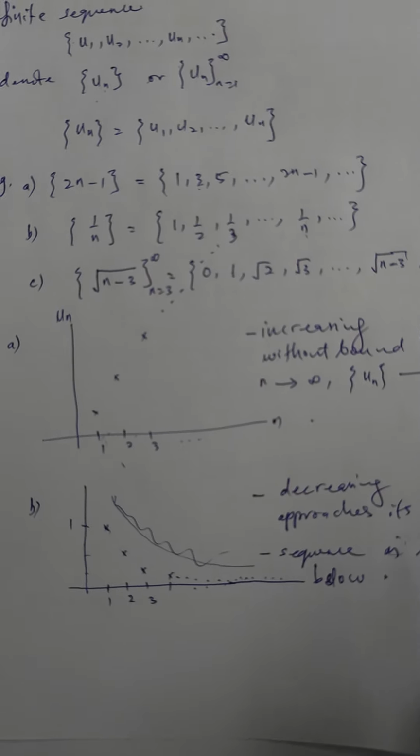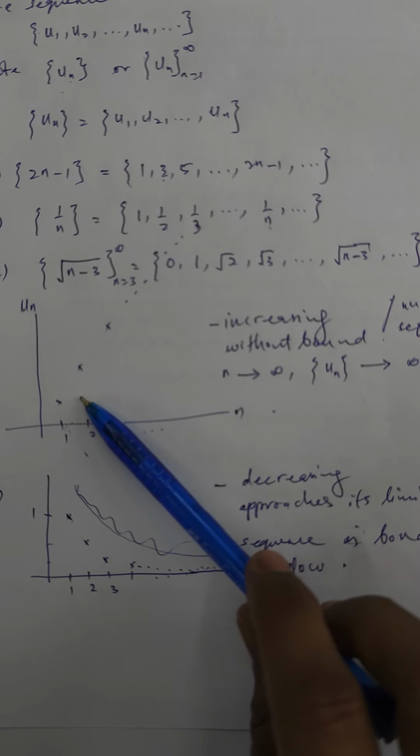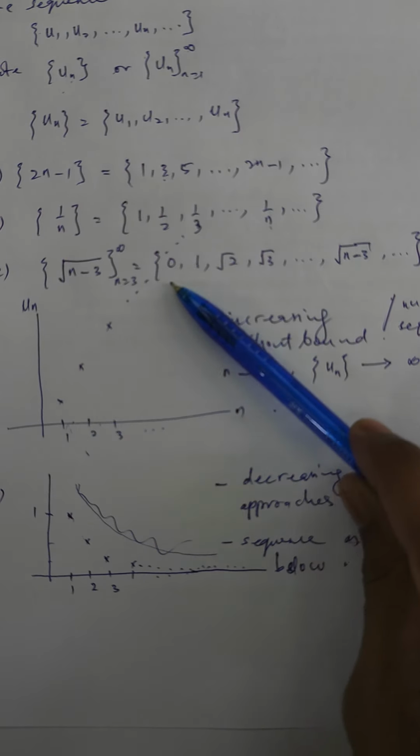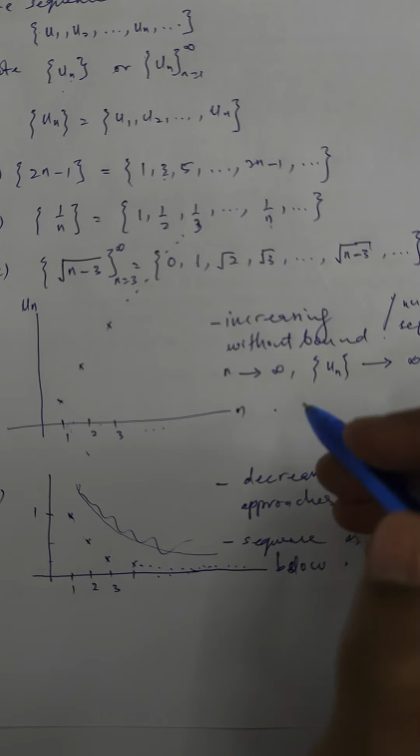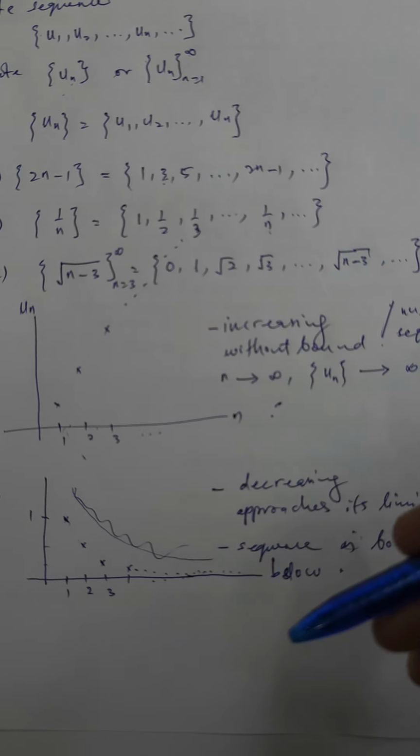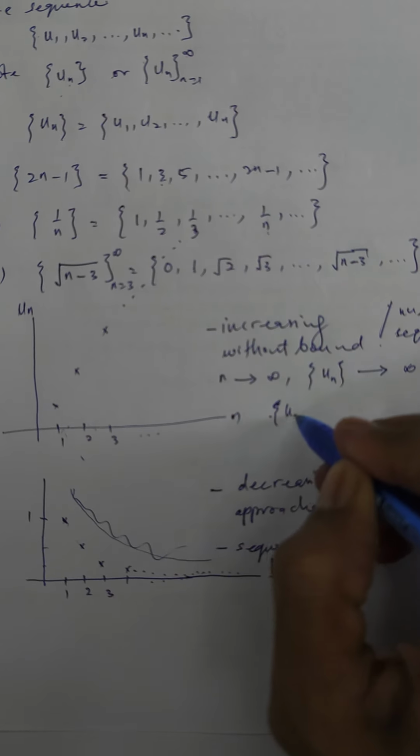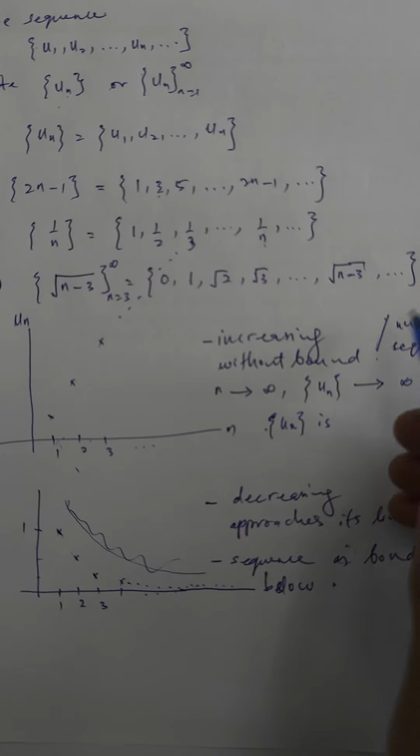Now let's come back to this example here. Now for this case, when it increases without bound, we also say that this sequence un is divergent.